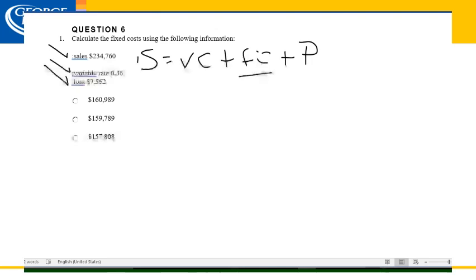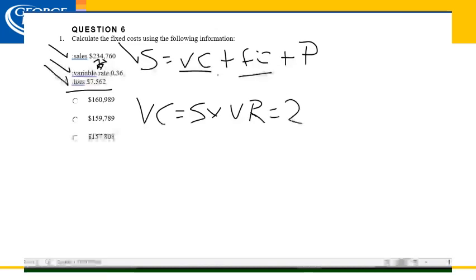Are we given our sales? Yes. Are we given our variable costs? No. Are we given our profit? Yes, except that it is a loss. A loss is just a negative profit. Okay. So in order to solve this and find our fixed costs, we'd have to first find our variable costs. Using what we learned from our last question, we know that we just need to multiply our variable rate by our sales to get our variable costs. So our variable costs are equal to our sales multiplied by our variable rate.